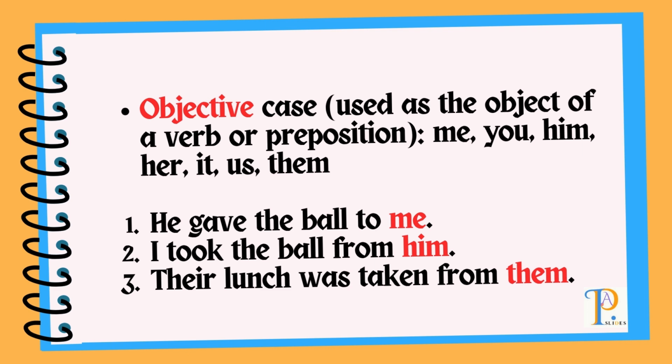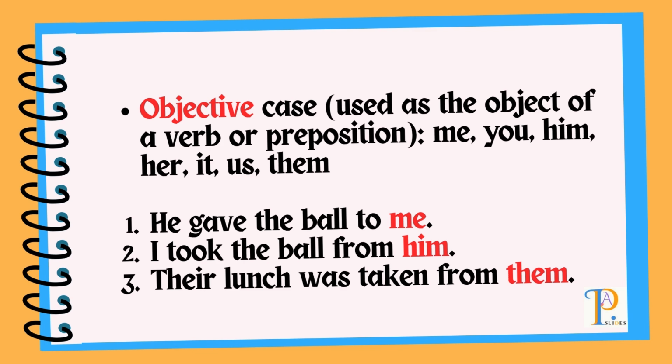Now, let's look at the objective case. Objective case here simply means that the pronoun is sitting in the position of the object. The pronoun is taking the position of an object, either object of a verb or object of a preposition. And some of the pronouns that can be used to show object are me, you, him, her, it, us, them.